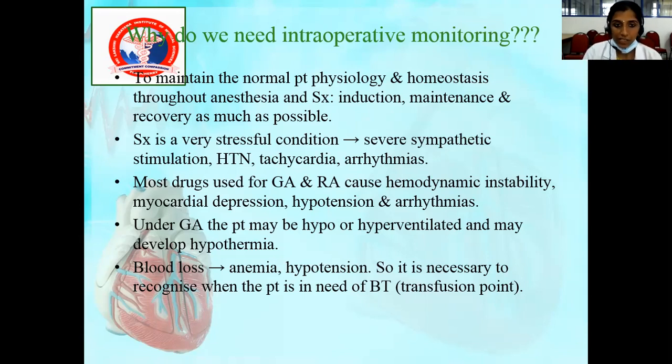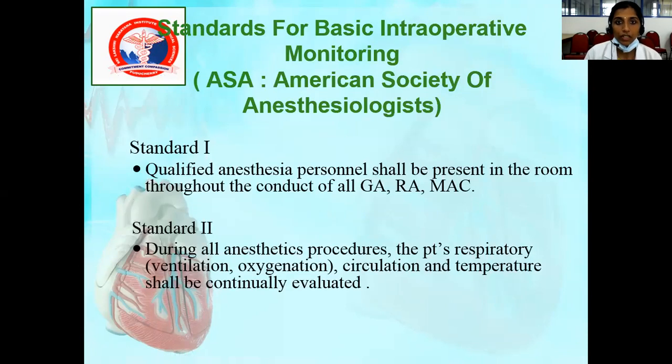Apart from that, the drugs which are used for general anesthesia and regional anesthesia can cause hemodynamic instability, myocardial depression, hypotension, and arrhythmias. And under GA, sometimes we have to put the patient on controlled ventilation. So the patient may be hypoventilated or hyperventilated, and that can itself lead to certain problems. Then, we have to maintain the temperature of the patient and prevent any kind of hypothermia. All these things, how will we know? Only if we monitor the patient.